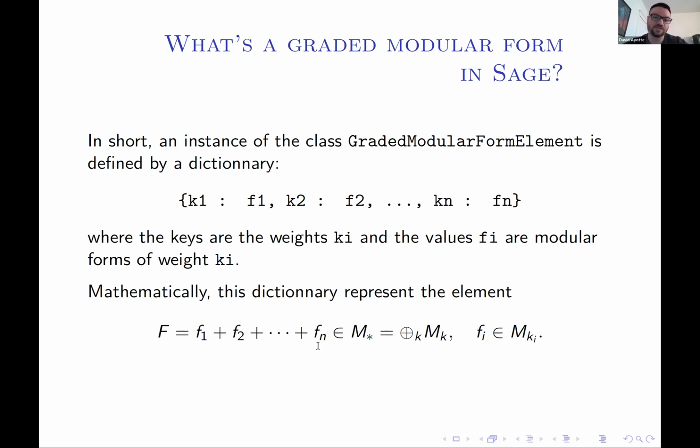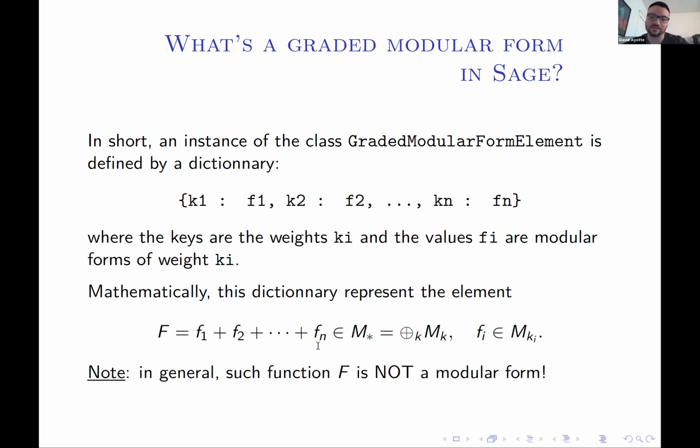One needs to be really careful here because a sum of modular forms is not a modular form in general. If you take a weight 4 and a weight 6 modular form and you sum them, you get a function, but it will not be a modular form anymore. It will be an element in the ring of modular forms.